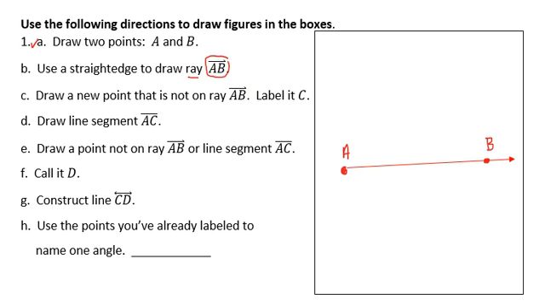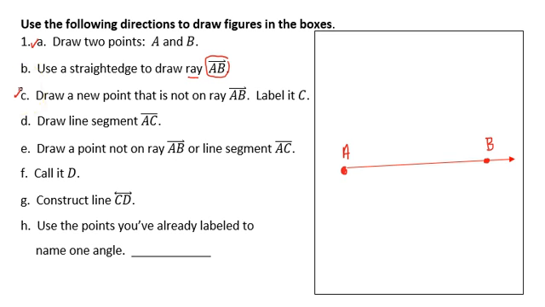And here we have ray AB. So again, a ray has an endpoint on one side and an arrow on the other side to show that the ray would continue in this direction forever and ever. So we've done this step as well.